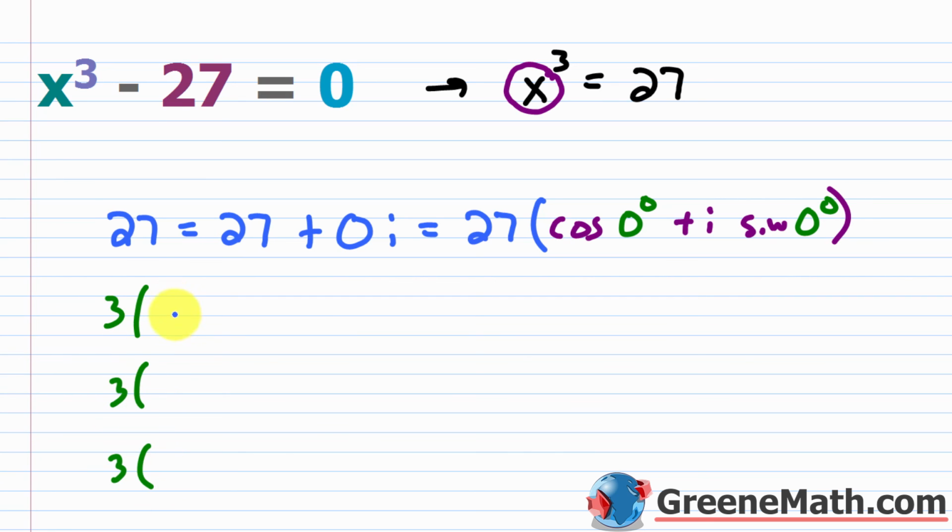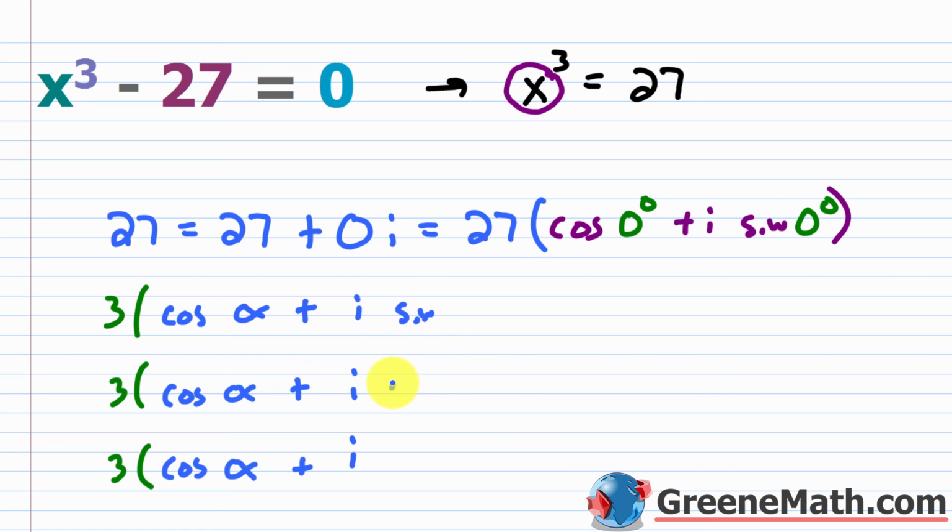Okay, let me just write all this out. So we have cosine, cosine, and cosine, and we're going to use alpha, alpha, and alpha, and I'll replace this in a moment. So plus, plus, and plus, i, and then sine, sine, and sine. Okay, and I'm going to use alpha again, and alpha again. So again, these are all going to change based on that input for k.